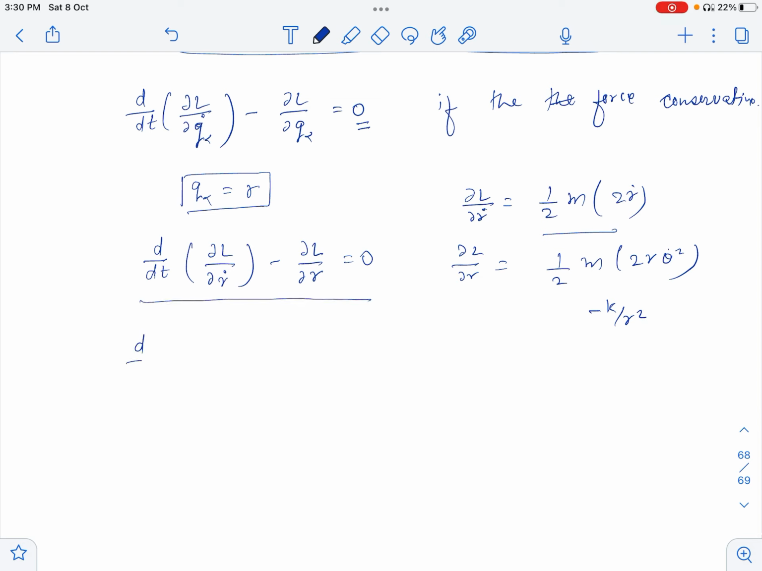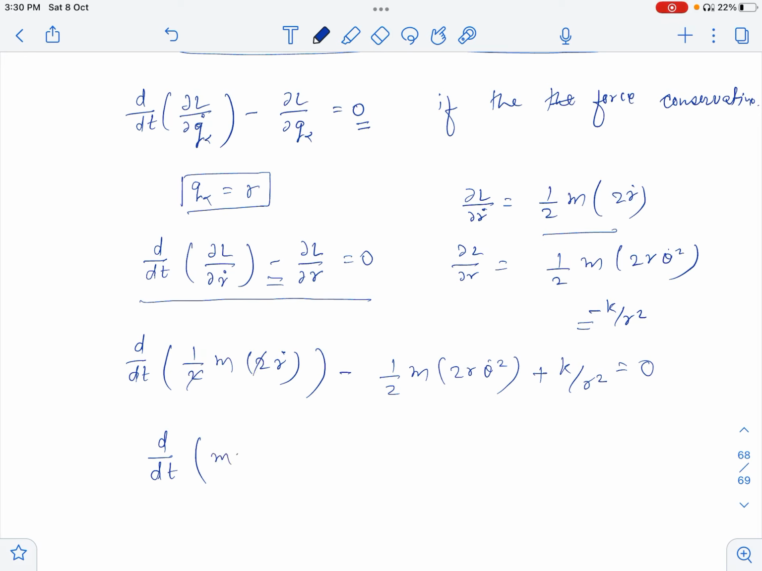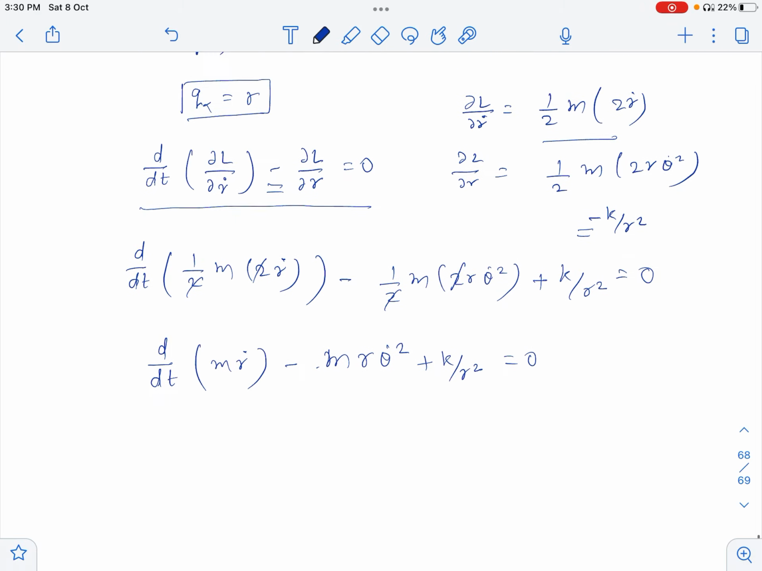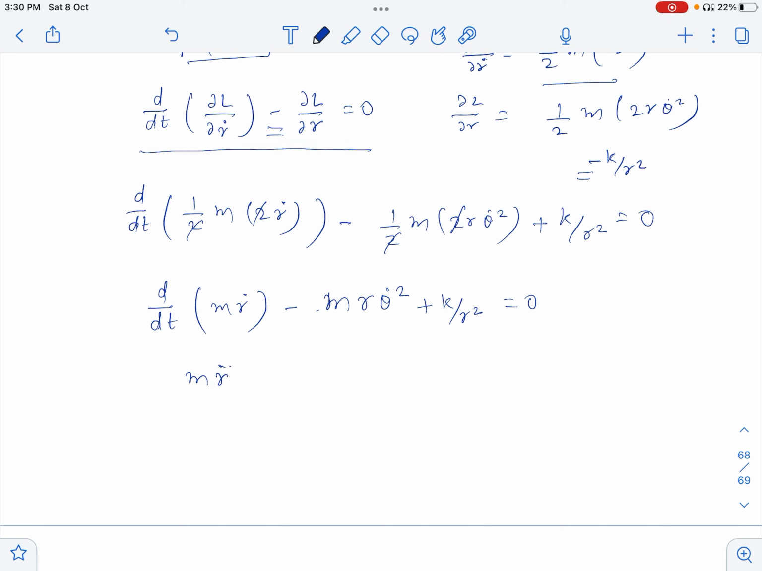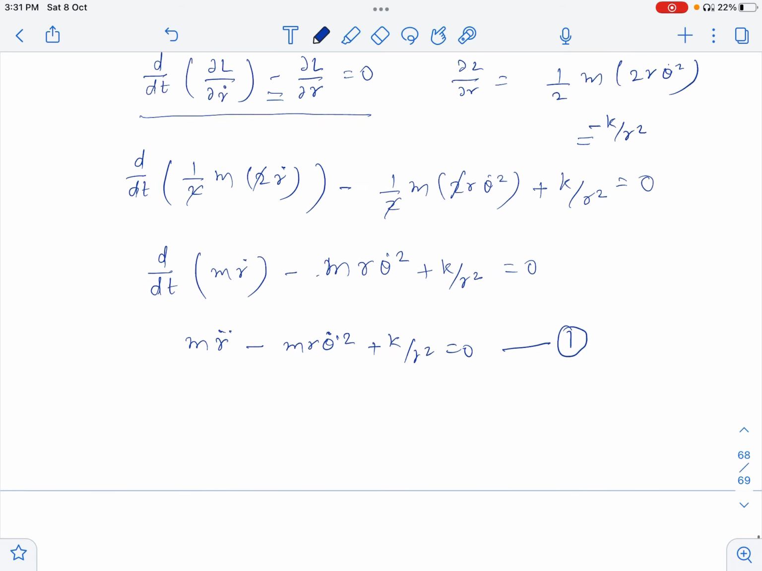Let us put these two in the equation. So d upon dt of 1 by 2 m times 2r dash, minus delta L upon delta r, which is 1 by 2 m times 2r theta dash whole square, and this will become plus k upon r square. This minus and this minus will become plus, is equal to 0. By simplifying, d upon dt gives m r double dash minus m r theta dash whole square plus k upon r square is equal to 0. Let us call this equation 1.